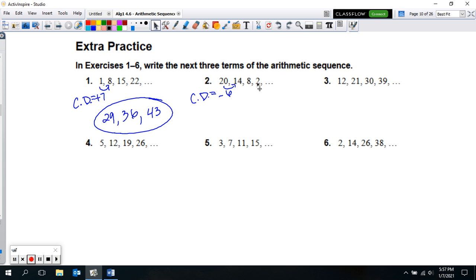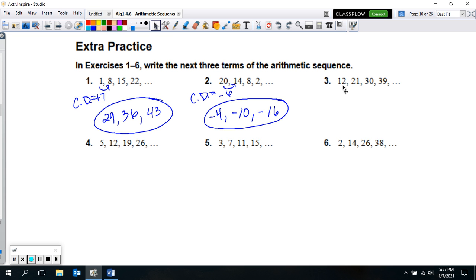And so the next number, if you say, okay, 2, and then you add a negative 6 to 2, it's going to be negative 4. And then negative 4 and negative 6 would make negative 10. And then negative 10 and a negative 6, that would make negative 16. There's the next three numbers in that sequence.